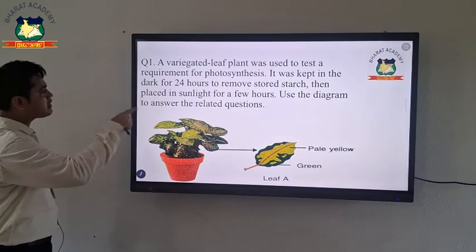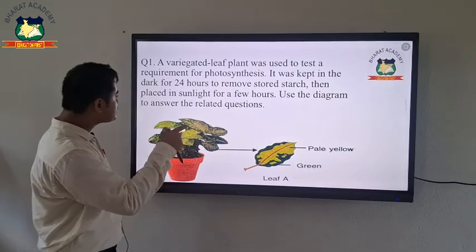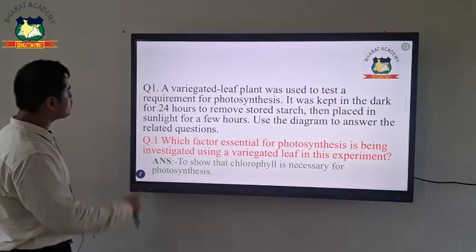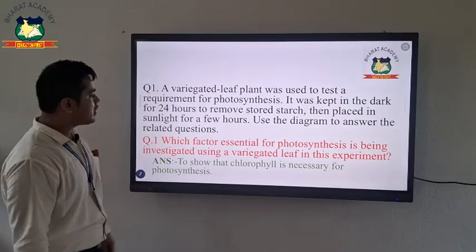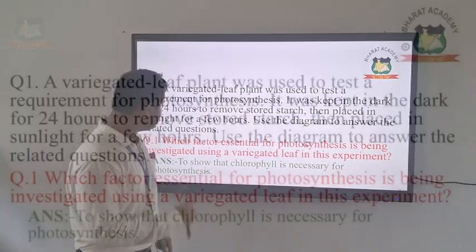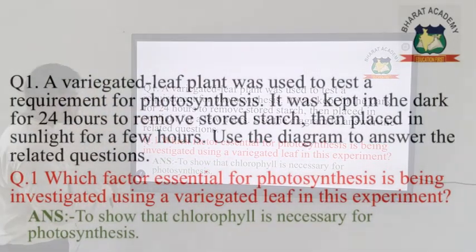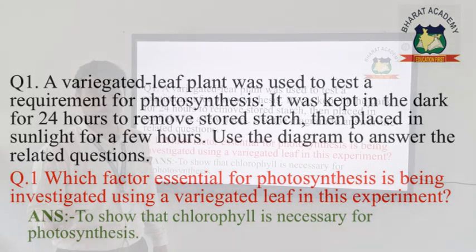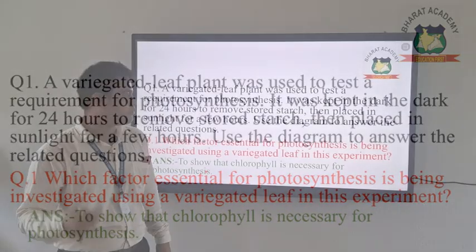Then it is placed in the sunlight for a few hours. Use the diagram to answer the related questions. What will be the related question? Now question number 1. Which factor essential for photosynthesis is being investigated using a variegated leaf experiment? Answer: definitely to show the importance of chlorophyll, because if chlorophyll is not there, how can photosynthesis be performed?